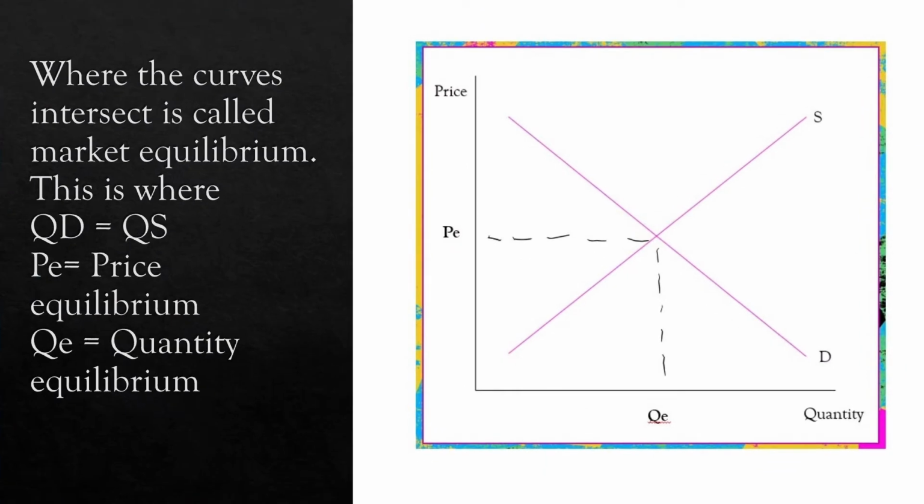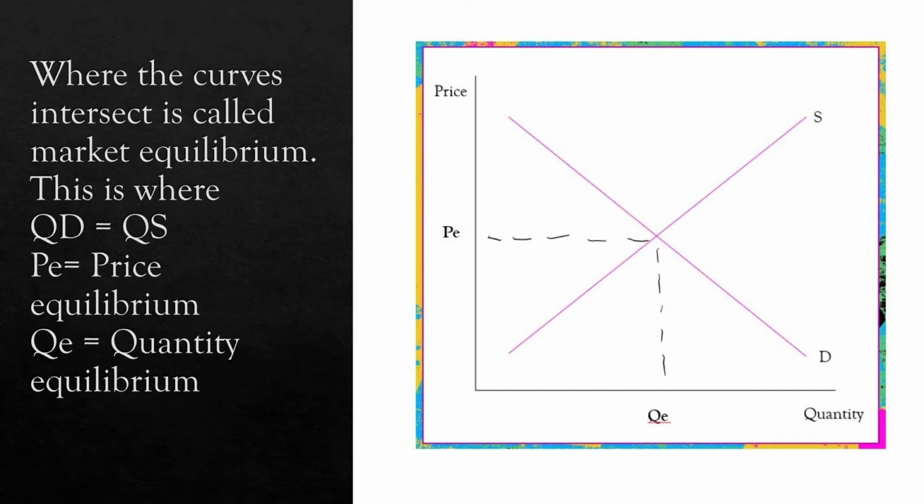Where the curves intersect is called market equilibrium. This is where we can say that quantity demanded is equal to the quantity supplied. So this means that all the consumers and their demand is exactly equal to all the businesses and the producers and what they are willing to supply.